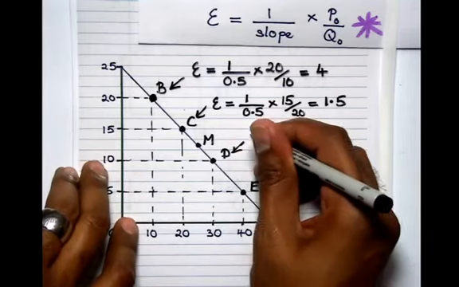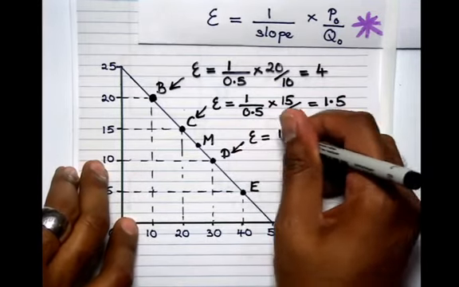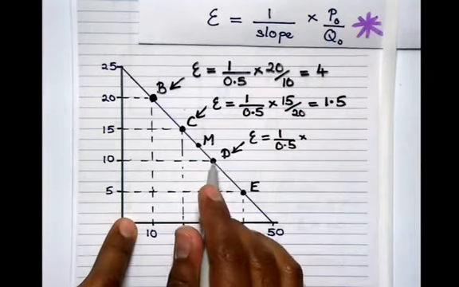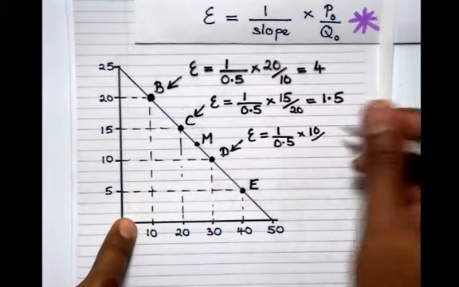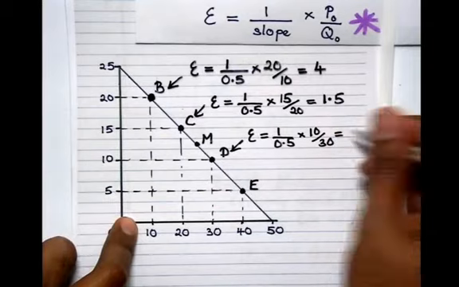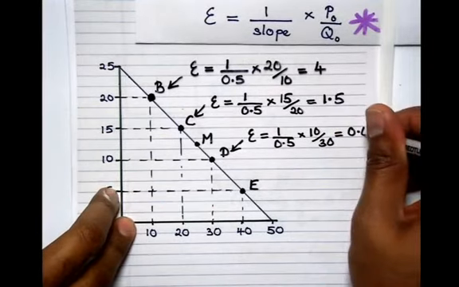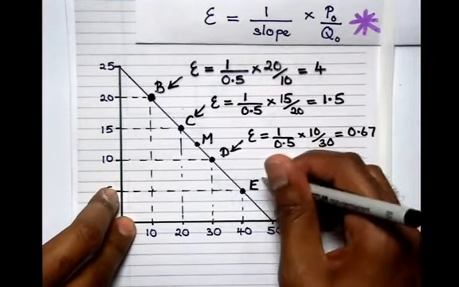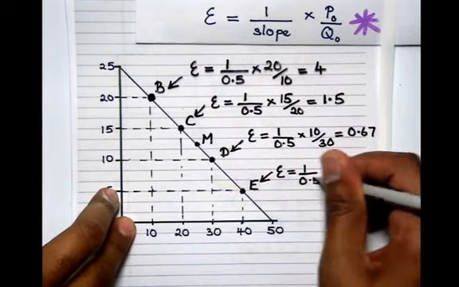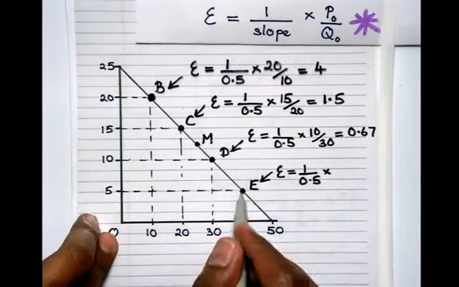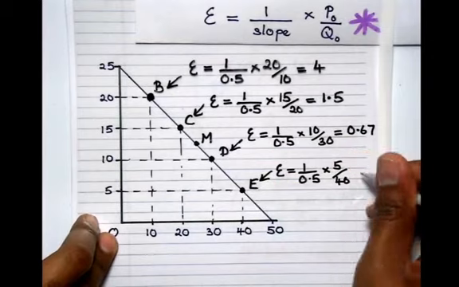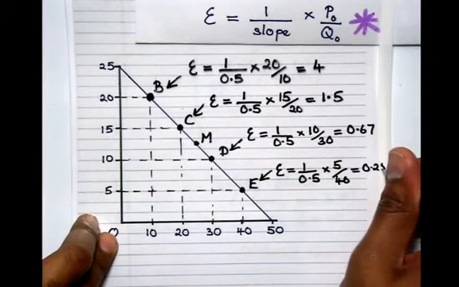Let's do M last. Elasticity at D, 1 divided by 0.5. What's the price at D? 10. What's the quantity? 30. 10 divided by 15, 0.67. What is the elasticity at E? 1 over 0.5 times 5 divided by 40, which is 0.25.